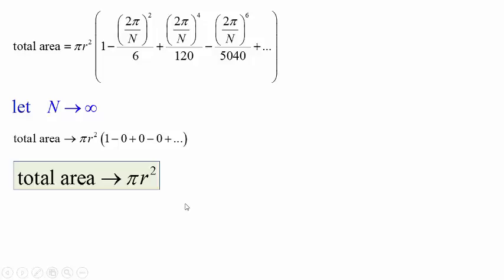I hope this gives you an interesting aspect of how we can apply Taylor series expansion. I encourage you to research some more about Taylor series and how they are applied in different situations.